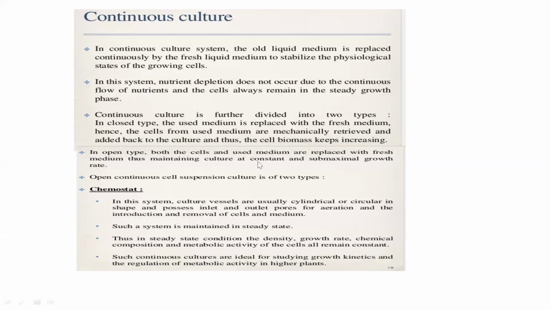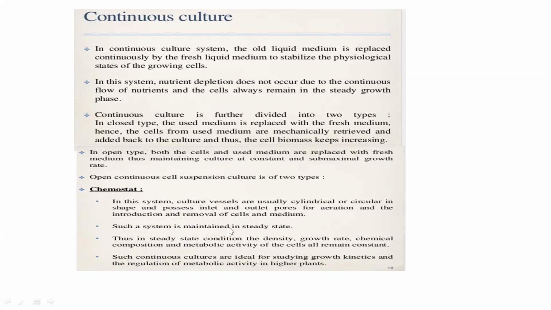In this case, you can maintain the cells continuously in a desirable state. You have closed type and open type. In the open type, both the cells and the used medium are replaced with fresh medium. In the closed type, only the medium is replaced. But in open type, both the cells and the medium are replaced. So you have the chemostat, where culture vessels are usually cylindrical or circular, and you can maintain the cells in a steady state.